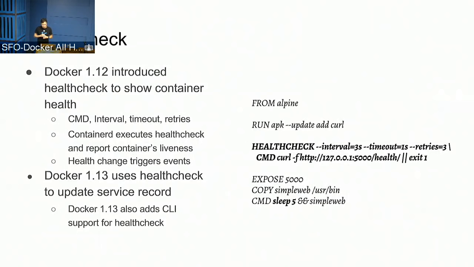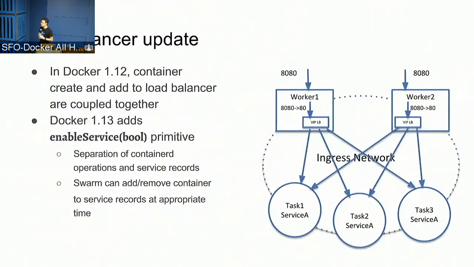So in Docker 1.13, we will use the health check as an indication to update the service record. Docker 1.13 also has the CLI that allows you to set the health check at the service level. When you create a service, you have the option to say what kind of health check you want to implement. It's on the command line, just like in docker run. Now you can override what the health check should be in the image. The next component we take a look at is the load balancer. The DNS is similar, so I'm going to talk about the load balancer.